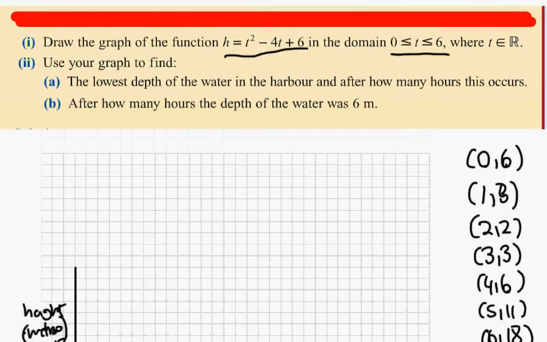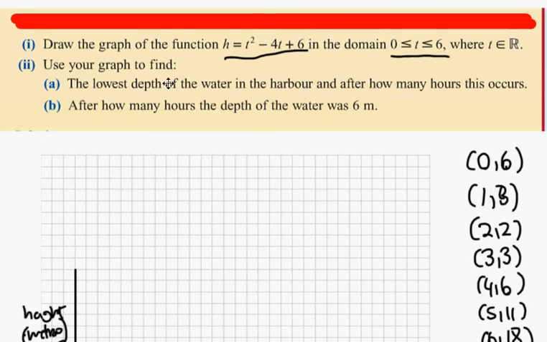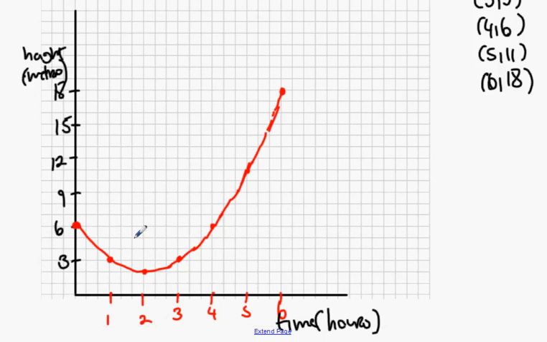Now, what is the lowest depth? If you read the language of the question, guys, the lowest depth of the water. What's the lowest depth? How low does it go? What's the lowest Y value? 2 meters, isn't it? The lowest point is 2, 2. What does the point 2, 2 mean? After 2 hours, it's a depth of 2 meters. What does the point 6, 18 mean in the context of this question? After 6 hours, the depth of your water is 18 meters.